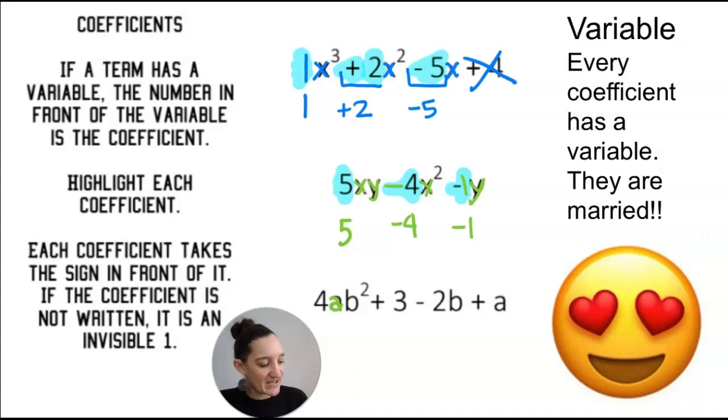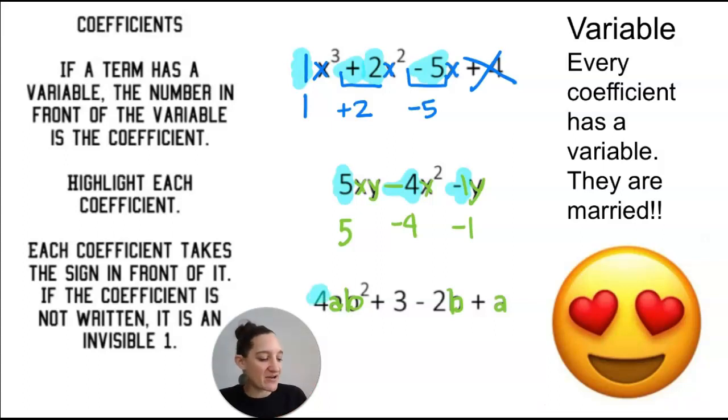Here's some variables here. Anytime you have a variable, you're going to have that. Maybe it's not like a boyfriend-girlfriend relationship. Maybe the coefficients are just like the nagging little brother or sister that always follows the older brother around. I don't know, whatever you have to do to make you remember that a coefficient is always with a variable, then do it. I'm all for that.